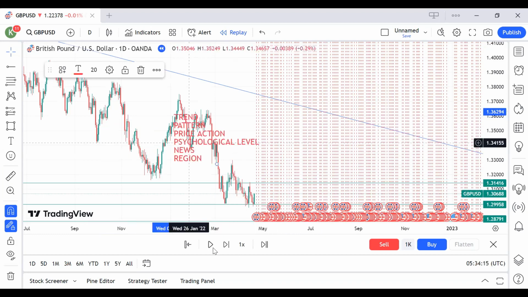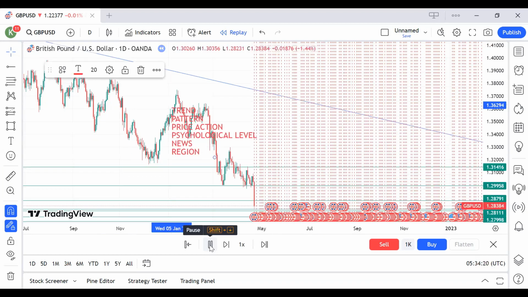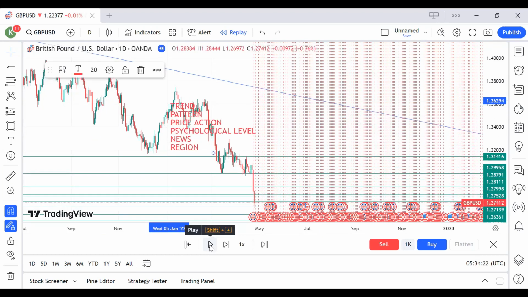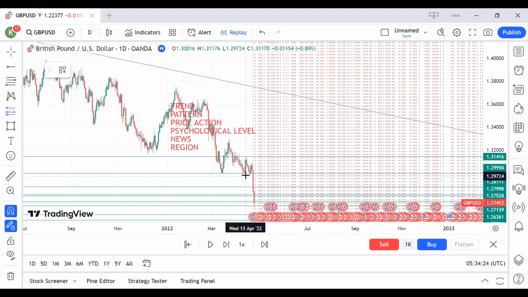So I'm going to play. Let me show you how I make my entries. I'm going to play. So the market is moving. Did you see that? Did you see that? That automatically is a confirmation for me because this long bearish candle broke this price action.